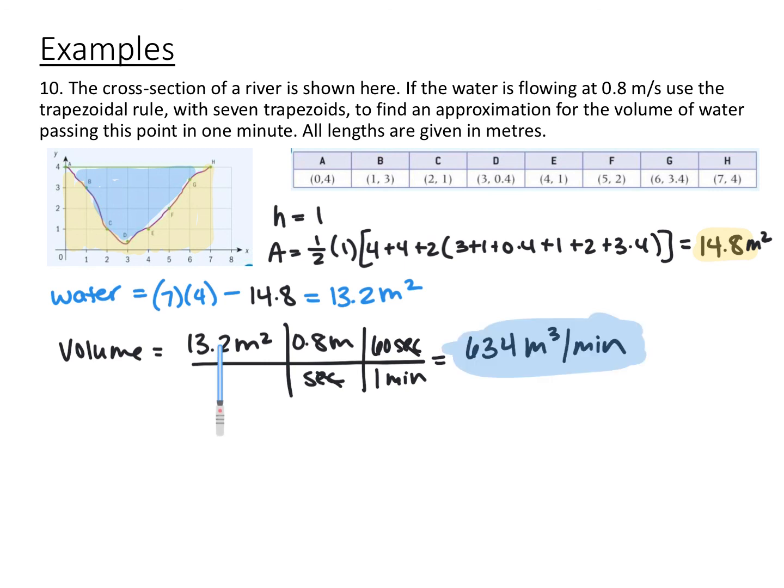So if you multiply 13.2 meters squared by 0.8 meters per second by 60 seconds, you end up with a volume of 634 meters cubed per minute passing through this cross-section. So this has been finding areas and estimating areas under the curve using composite graphs and the trapezoidal rule, and also finding exact values of integrals using your graphing calculator.